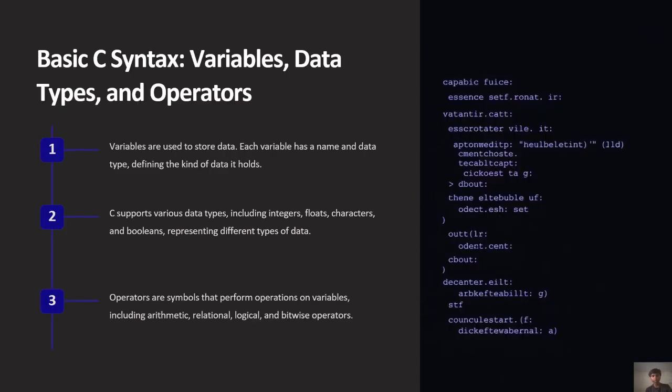Basic C syntax, variables, data types, and operators. Variables are used to store data. Each variable has a name and data type, defining the kind of data it holds. C supports various data types, including integers, floats, characters, and booleans, representing different kinds of data. Operators are symbols that perform operations on variables, including arithmetic, relational, logical, and bitwise.